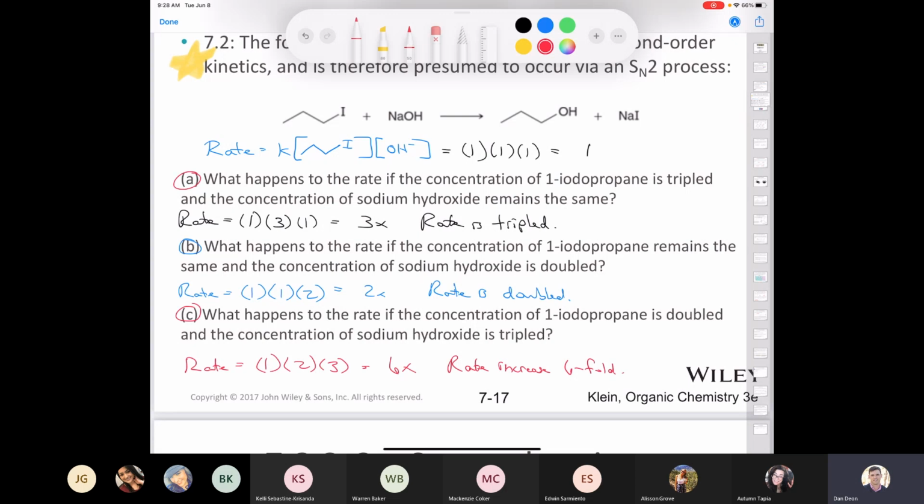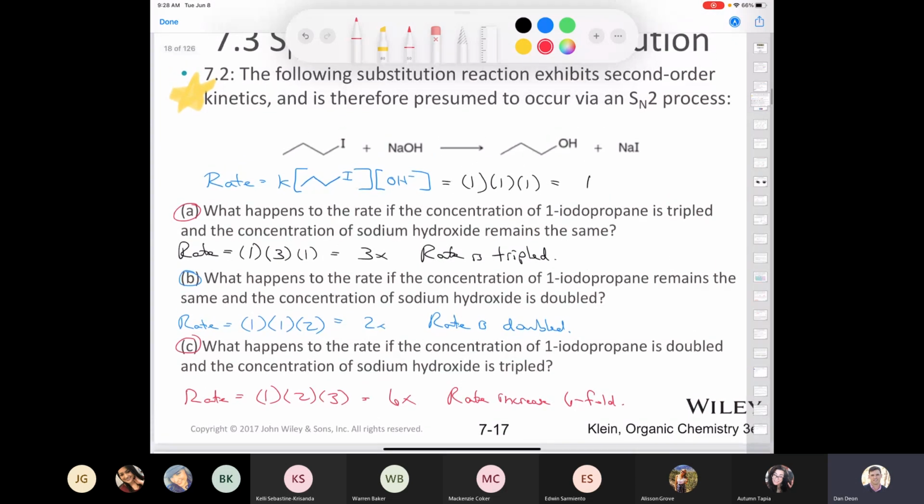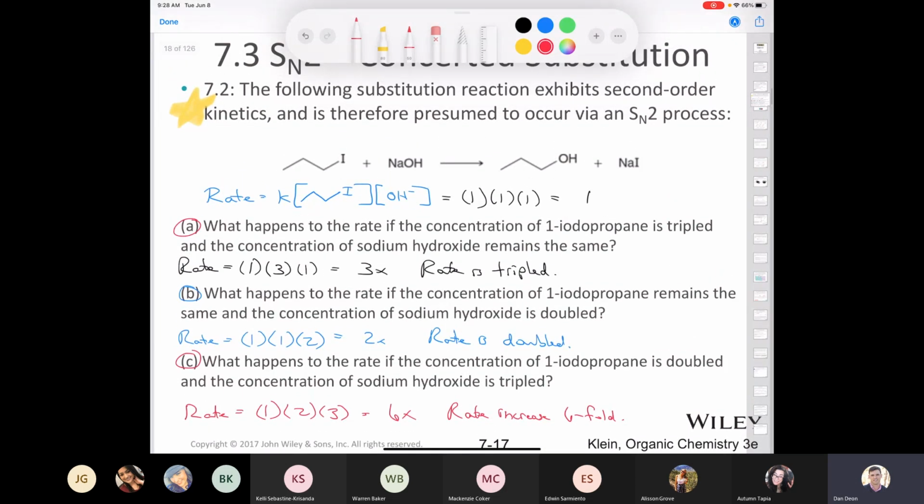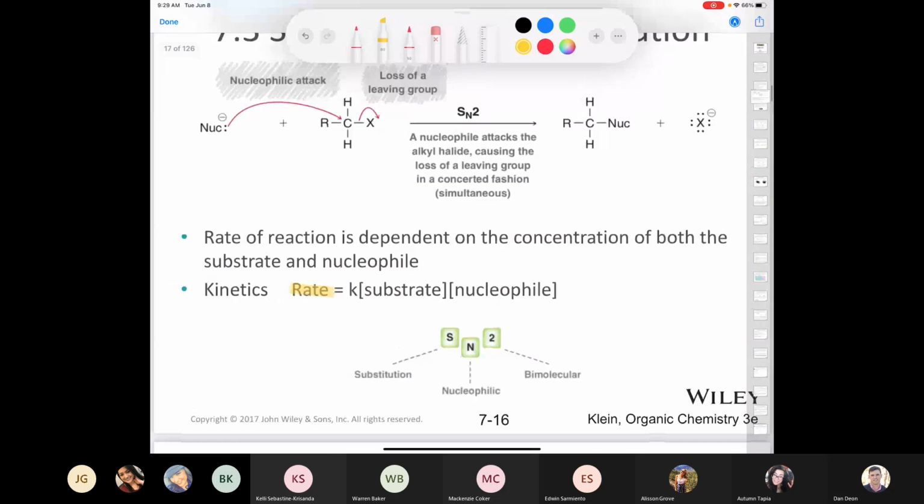Anyhow, 6 times faster. All right, so you can see it's not a complicated question. Everybody can multiply 1 by 2 and 1 by 3 and 2 by 3. It's just a matter of interpreting the rate law. So you need to know that since it's an SN2 reaction, the rate depends on both the concentration of the substrate and the concentration of the nucleophile.